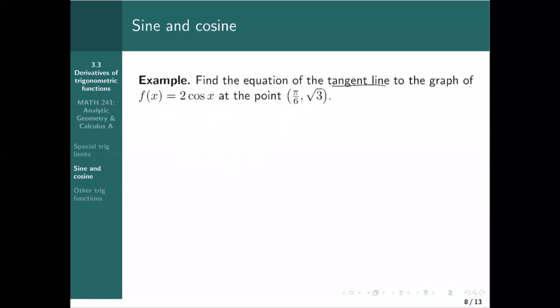So if we have to find the equation of the tangent line, we are going to need the slope and the point. The point is given. So we need to find the slope. And to find the slope, we need to find f prime of pi over 6. That is going to be equal to our slope, which I'm going to call m_t, the slope of the tangent line. So let's first find the derivative of the function.